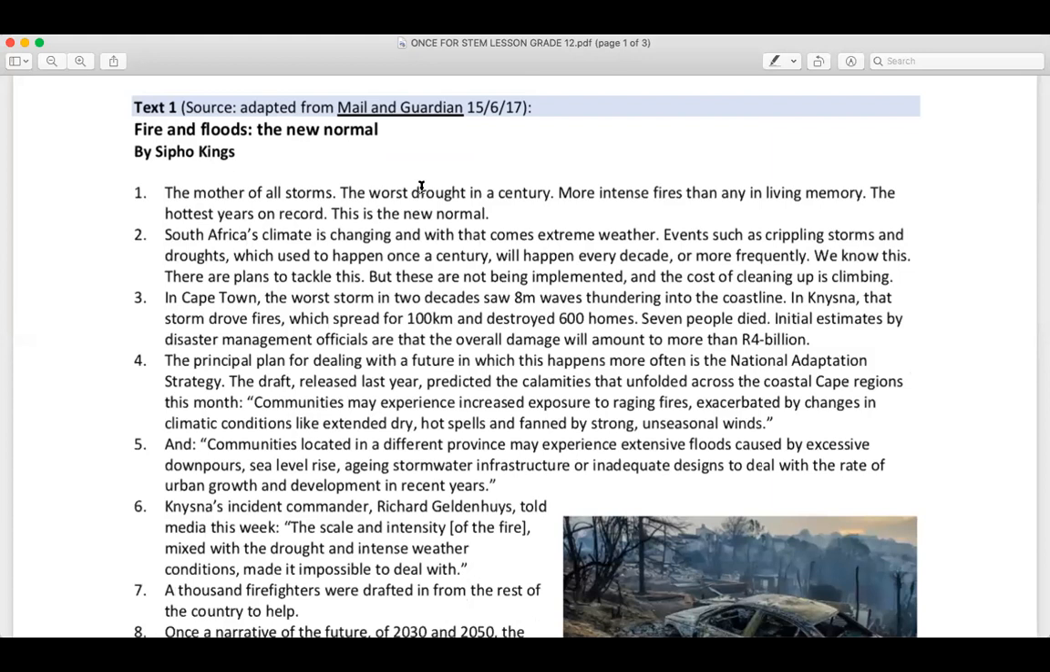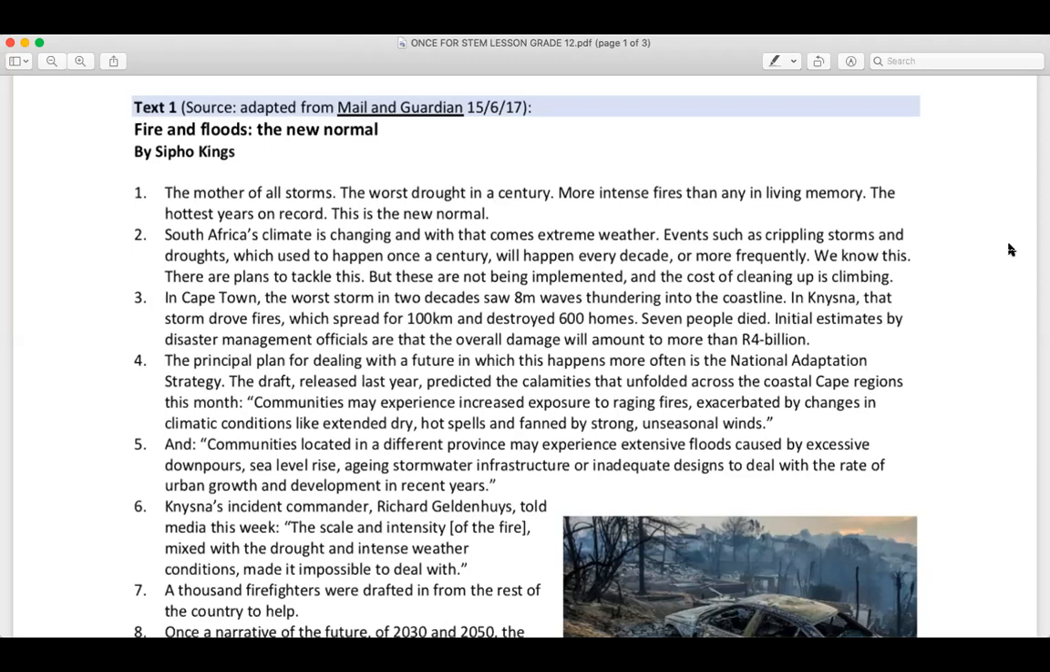The mother of all storms, the worst drought in a century, more intense fires than in any living memory. The hottest years on record. This is the new normal. South Africa's climate is changing, and with that comes extreme weather. Events such as crippling storms and droughts, which used to happen once a century, will happen every decade or more frequently. We know this. There are plans to tackle this, but these are not being implemented, and the cost of cleaning up is climbing.